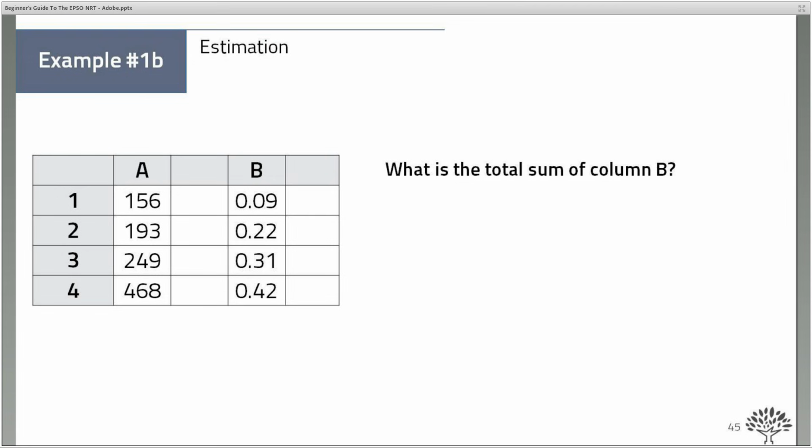Another example is with fractions. What is the total sum of column B? It looks like a reasonably difficult question to me, but because I know these can be very easily estimated, I know that it's very easy to quickly work out that you're going to be very close to 1.